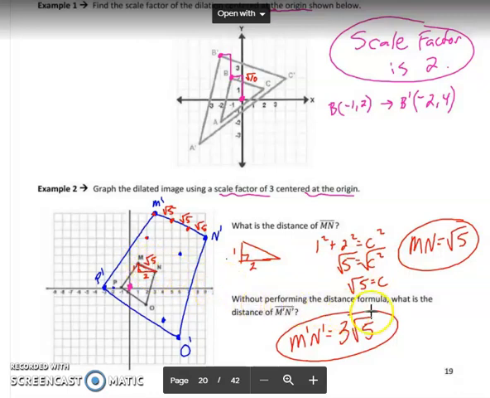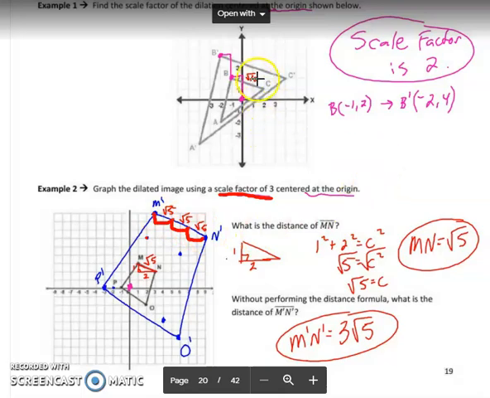And then it says, without performing the distance formula, what would that distance have to be for m prime, n prime? Well, if I've multiplied by 3 and use that as my scale factor, it should be 3 times the square root of 5. And then we actually did justify that. If you look up here, down 1 and right 2, so that's a square root of 5. Down 1 and right 2, that's a square root of 5. Down 1 and right 2 more, that's a square root of 5. So we actually had 3 square root of 5s right up there.